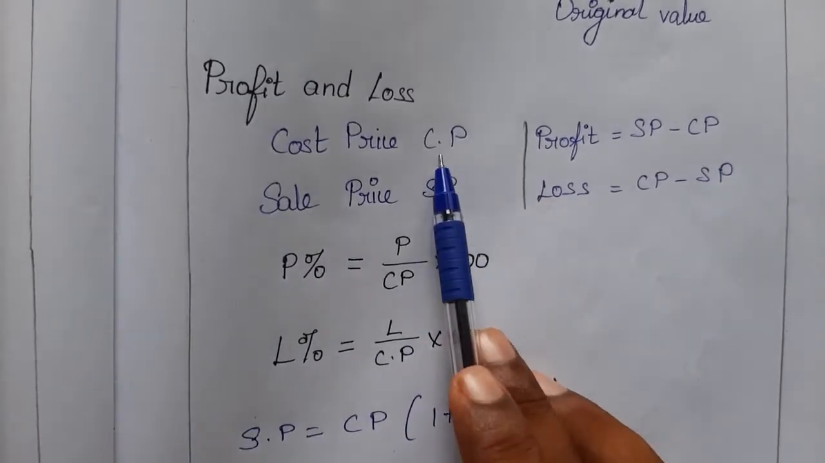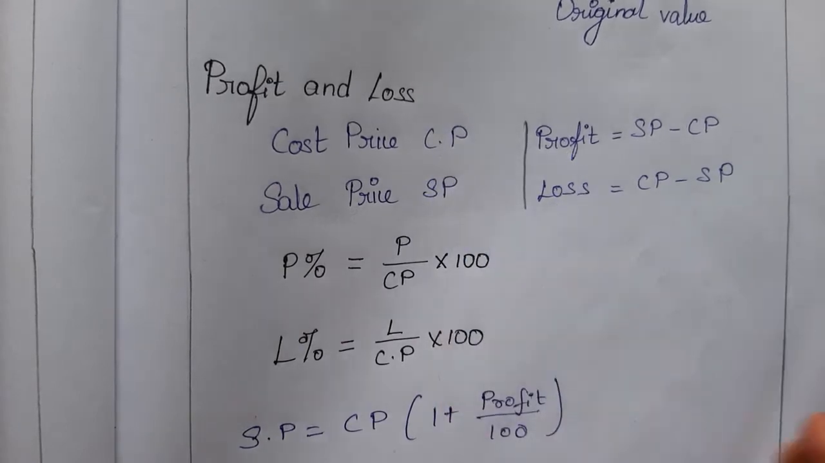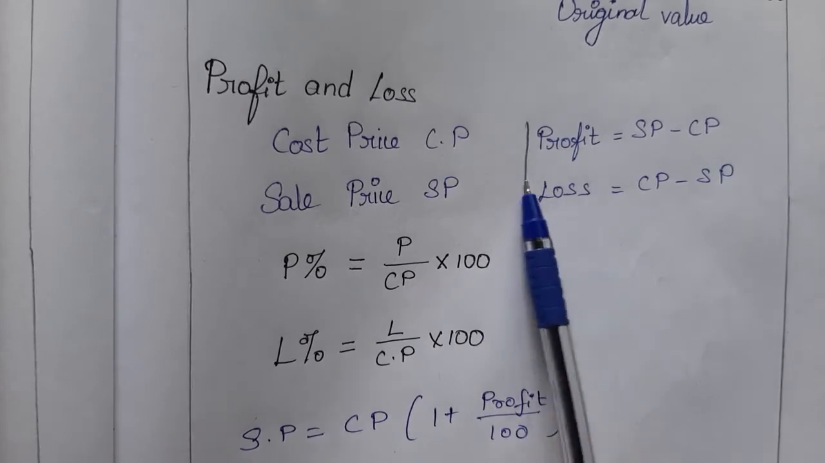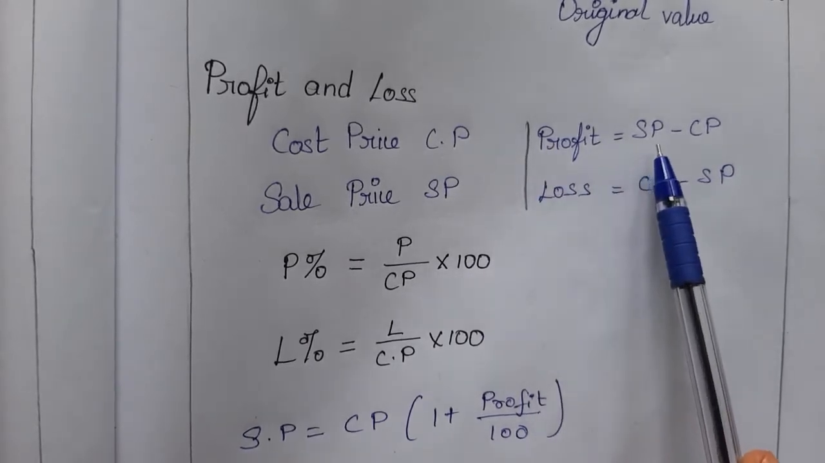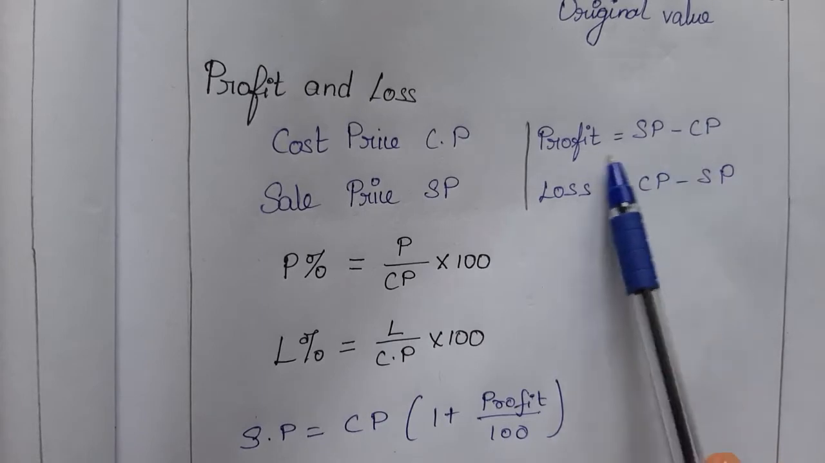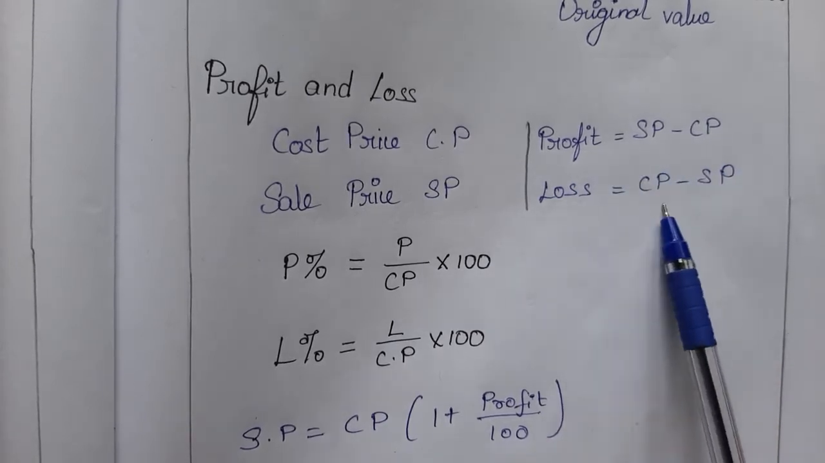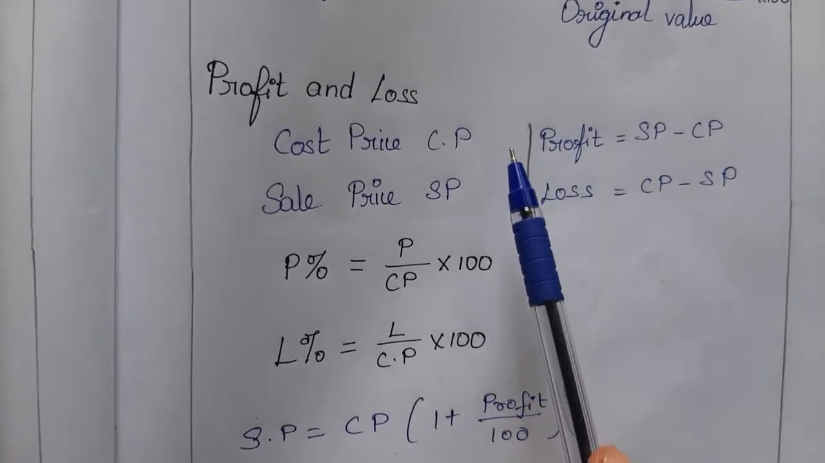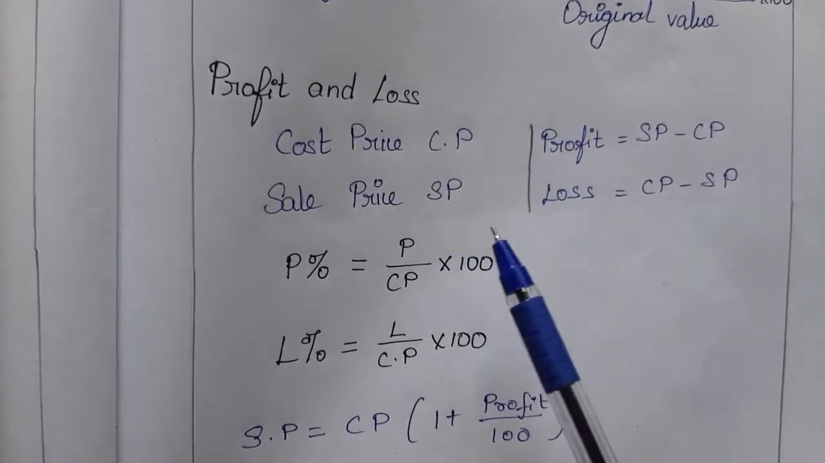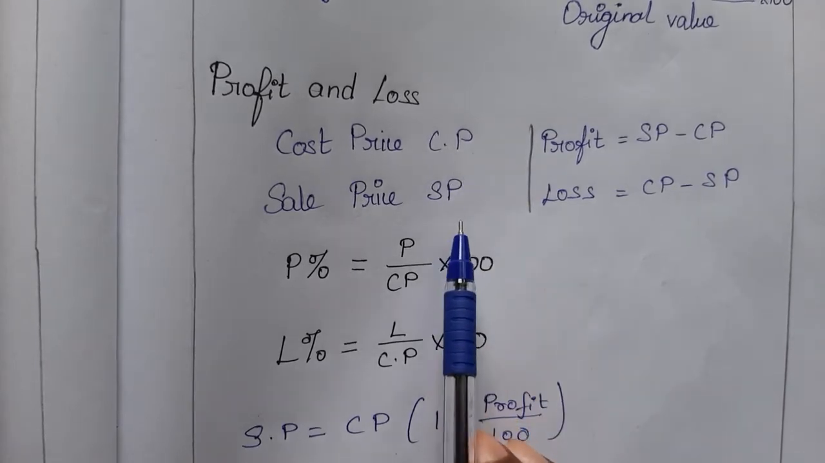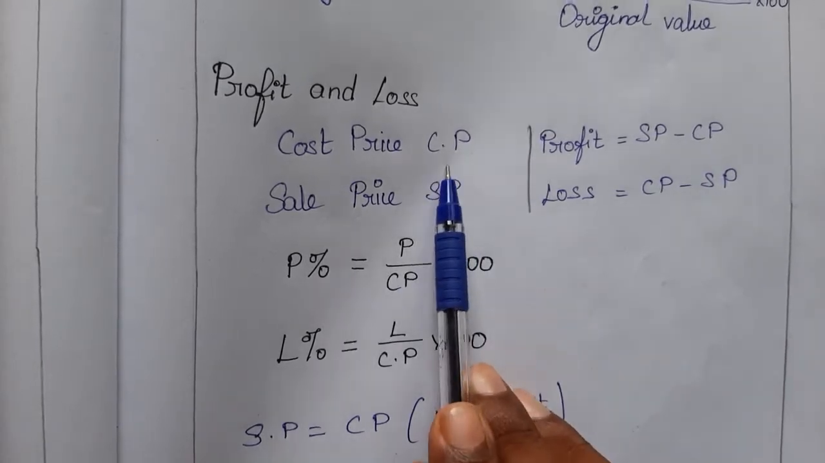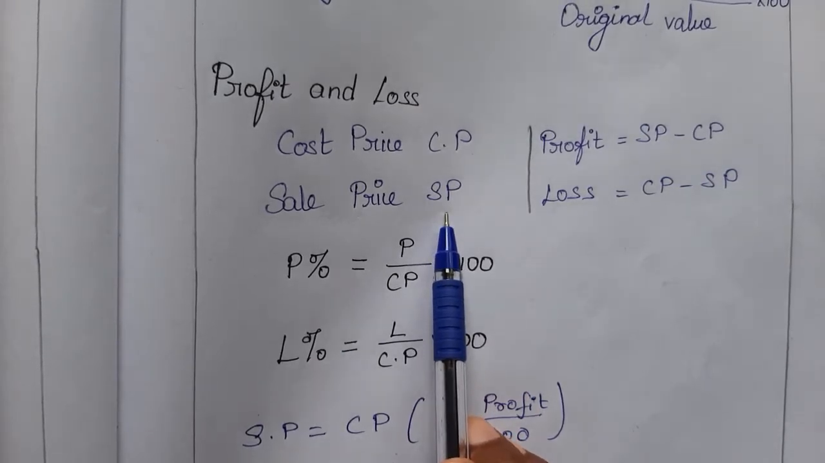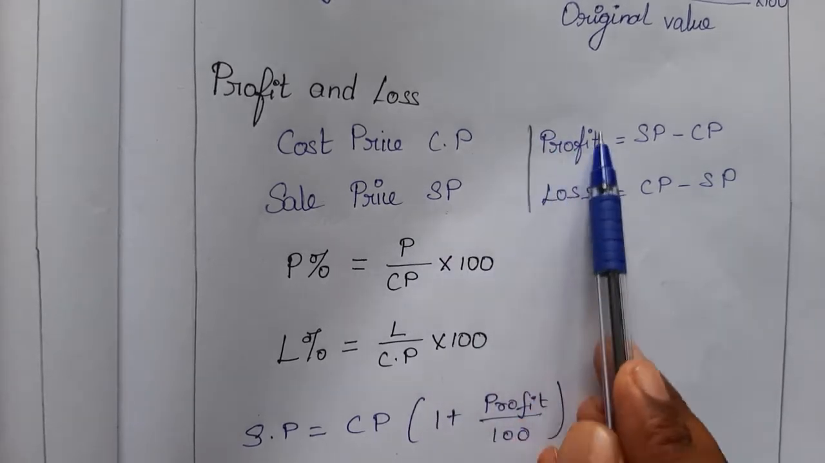If the selling price is more than the cost price, it is a profit. If the selling price is less than the cost price, it is a loss. So we can find that profit is equal to selling price minus cost price, how much profit they have, and loss is cost price minus selling price. If the shopkeeper is buying a product from the manufacturer for 100 rupees and selling it for 105 rupees, then 100 is the cost price, 105 is the selling price, and here is the profit because he is selling for 5 rupees extra. That 5 rupees is the profit.